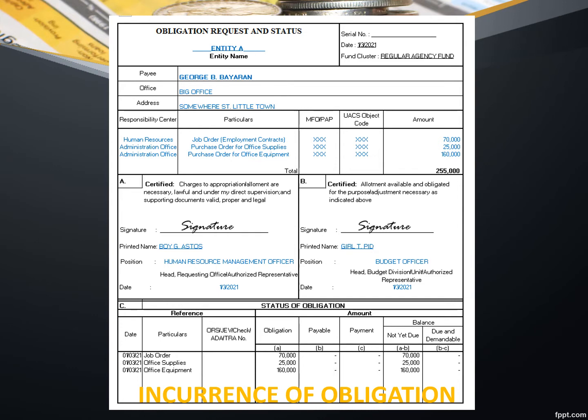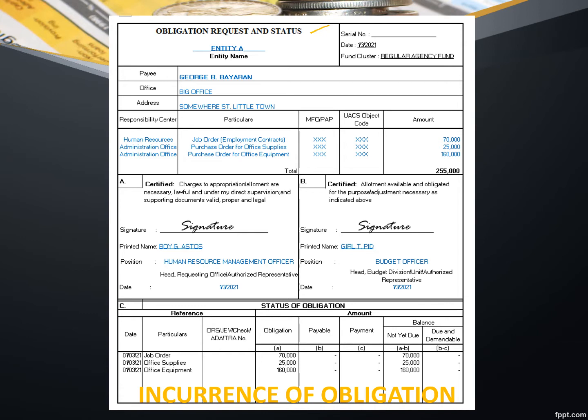So after the receipt of the allotment, meron na tayong authority to incur obligation. So entity A can now incur obligation. And paano ba nag-i-incur ng obligation ang government entity? This is through the issuance ng tinatawag natin na Obligation Request and Status document, or the ORS.